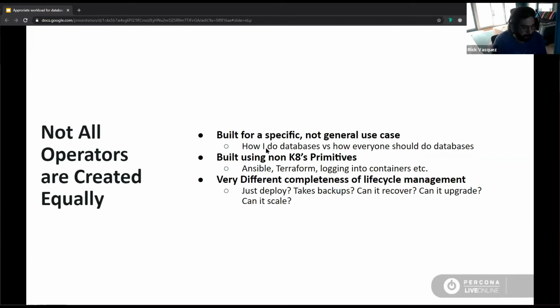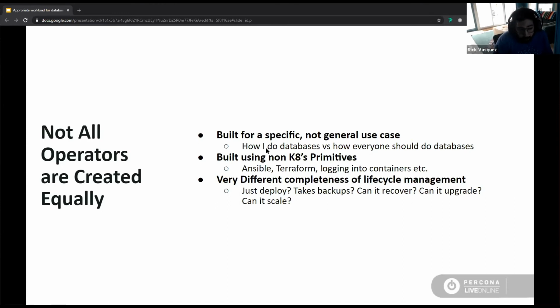Yeah, so not all operators are created equally. Just because it's called an operator doesn't mean you expect the exact same things out of every other thing called an operator. They're really built for specific use cases. Specific databases have specific operators. Even within those specific databases, there could be many flavors of operator. And you need to make that choice: how do I use databases? Which operator fits my use case best? Or do I need to write one on my own? Versus how does everyone else run databases?